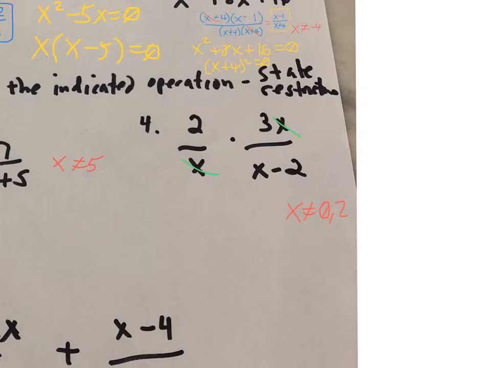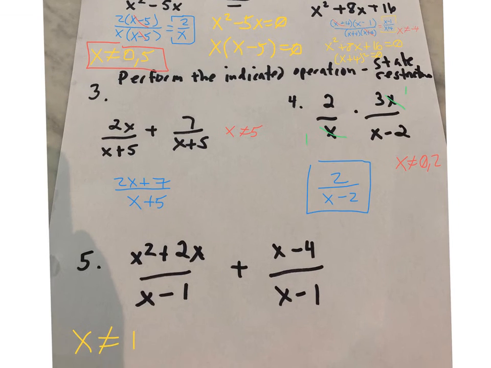Now when this cancels, it becomes 1. When this cancels, it becomes 1. So therefore what we have is 2 times 1 and 1 times x minus 2. Of course the 2 times 1 is just 2, and the 1 times x minus 2 is x minus 2. Once again, hopefully I did not make a careless mistake, but I'm pretty sure that's it. Okay, so that's that one.